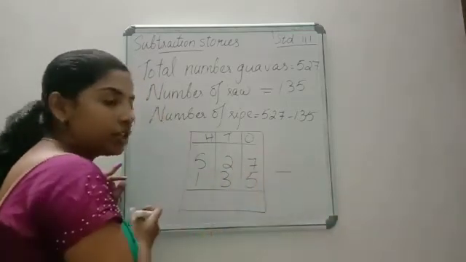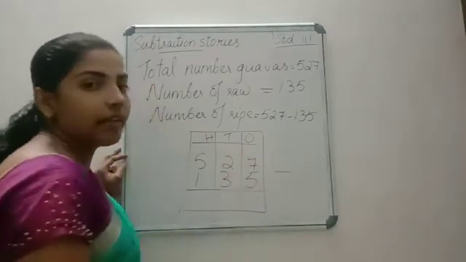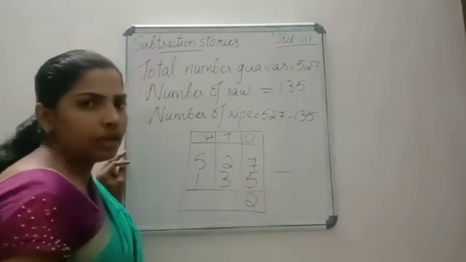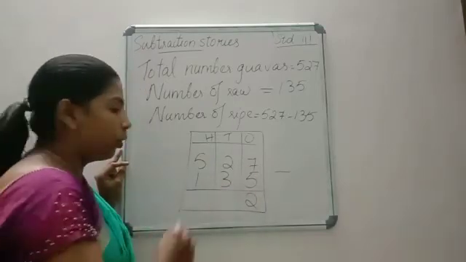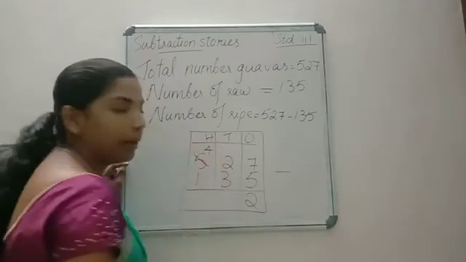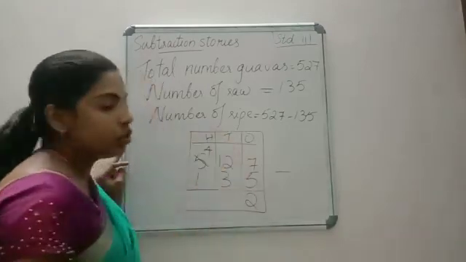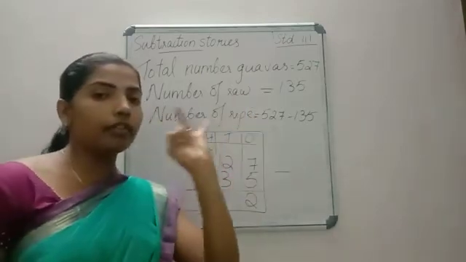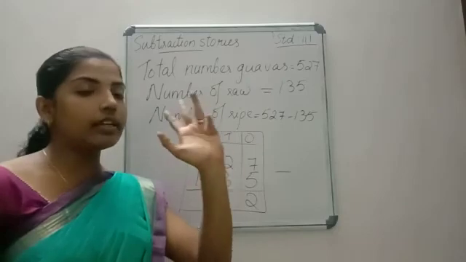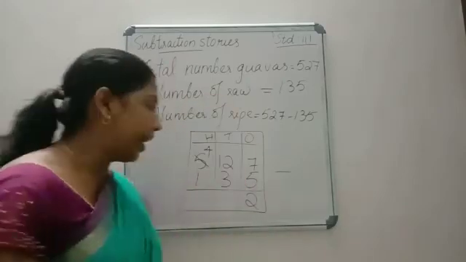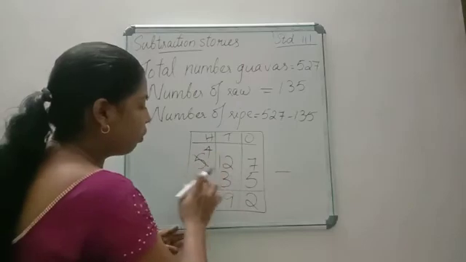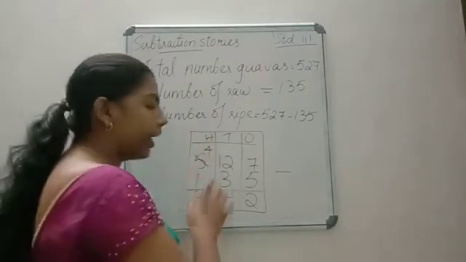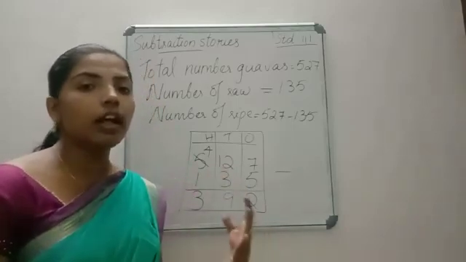First, starting from the ones place, 7 minus 5. What is 7 minus 5? 2. Now 2 minus 3, is it possible to subtract? No. So we have to borrow 1 from the near place. So this 5 will become 4 and this 2 will become 12. Now 12 minus 3. What is 12 minus 3? After 3, 4, 5, 6, 7, 8, 9, 10, 11, 12. How many? 9. Again 4 minus 1 is 3. So how many are ripe now? 392 guavas are ripe. Okay.